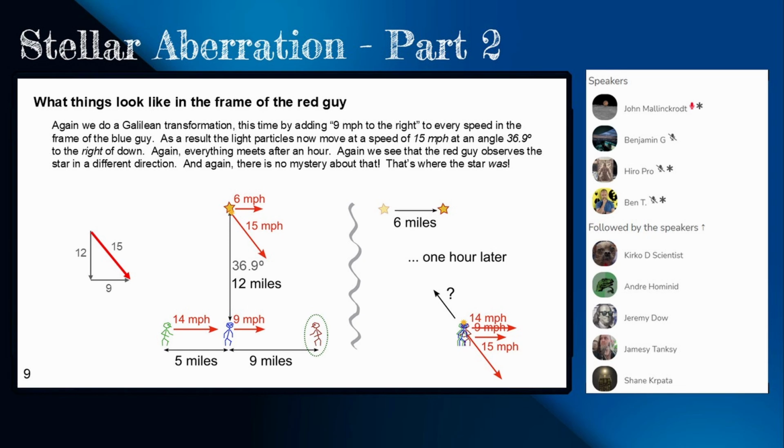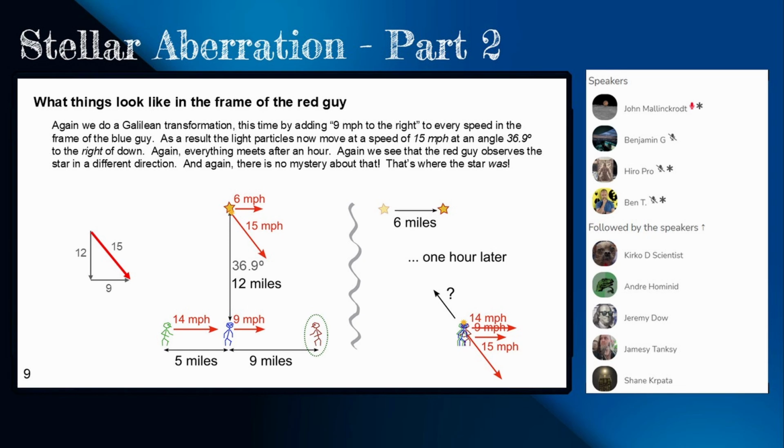The green guy was 5 miles to the left of the blue guy when the light was emitted from that star that the blue guy is going to see. The green guy is going to see that same light, and it's going to have come from the same star at the same time, when that star literally was 5 miles to the right of the green guy. There's no mystery in the fact that the green guy sees it to the right.